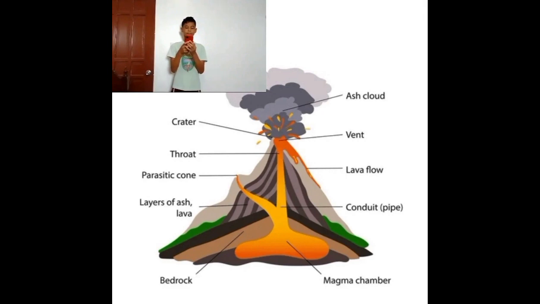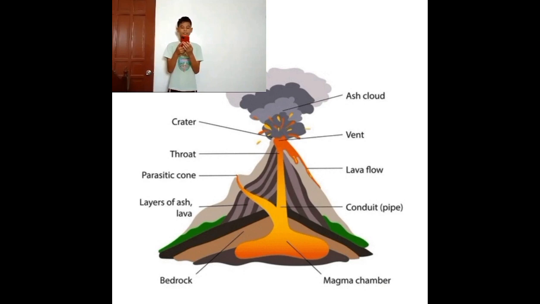The third part of a volcano is the vent. This is the opening in the Earth's surface through which the magma, ash, and gas are ejected. Vents can be small or large, and they can be located at the top or sides of the volcano.